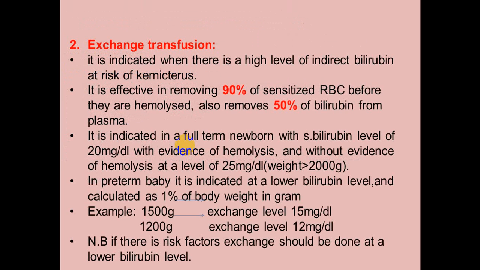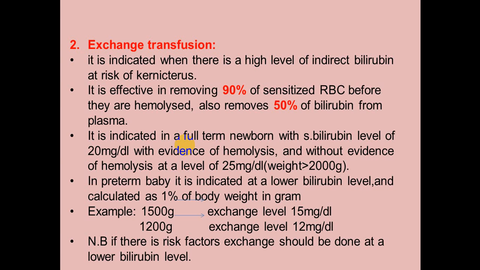The second method of treating neonatal jaundice is the exchange transfusion, and this is indicated when there is a dangerously high level of bilirubin, as we said, and the extensive phototherapy didn't resolve the problem, or the newborn baby has a high serum bilirubin level, we may say 25 milligram per deciliter, so we should prepare for exchange transfusion.